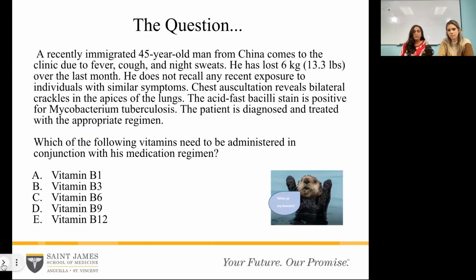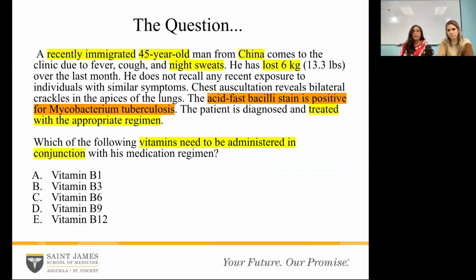So as I was approaching this question, I would read through it, and I would actually begin with the last sentence just so that I know what I'm looking for in the vignette. So the question here is pretty straightforward. Which vitamin do we need to administer in conjunction with the medication that we're giving him for his TB infection?